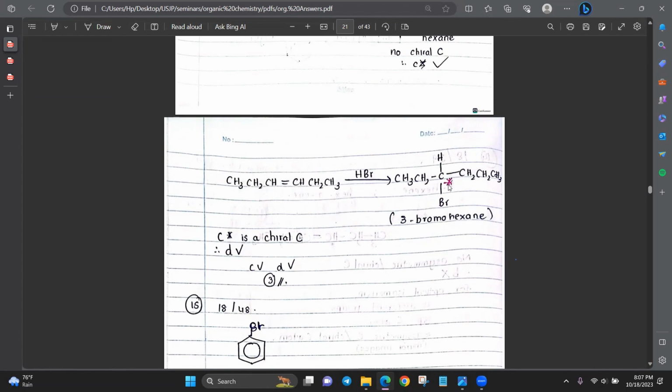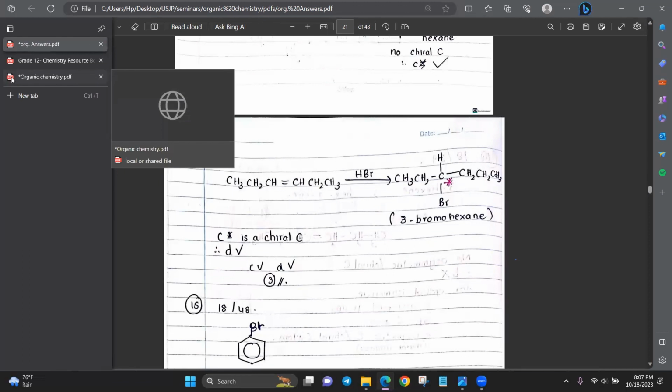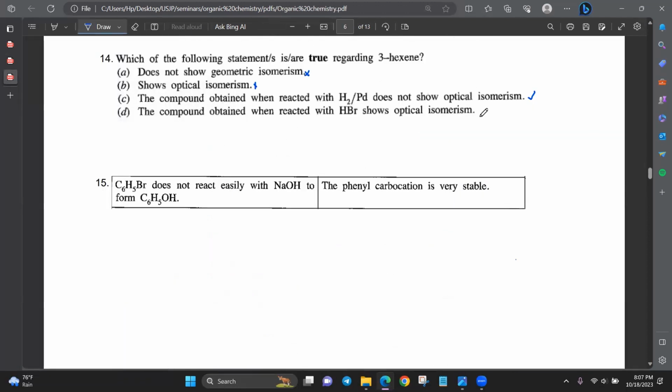Now this star carbon is sp3, and it has 4 different groups attached. So it is a chiral carbon. That means this statement is correct. D statement: when it reacts with HBr, it shows optical isomerism. We saw that it is correct. So C and D statements are correct, which means answer number 3.